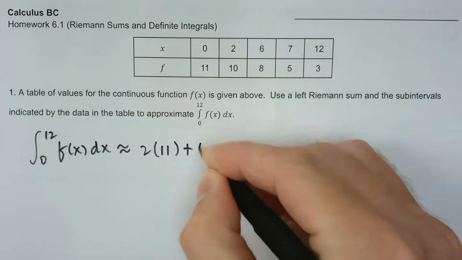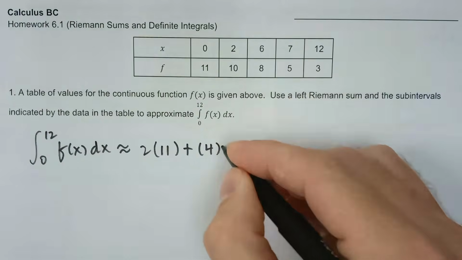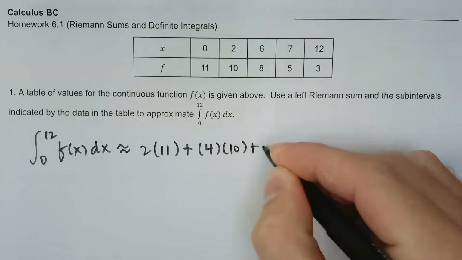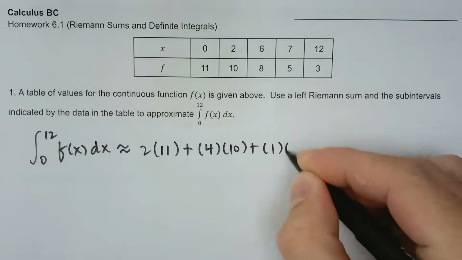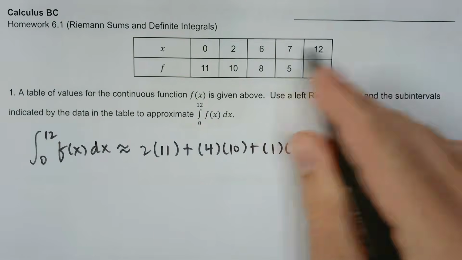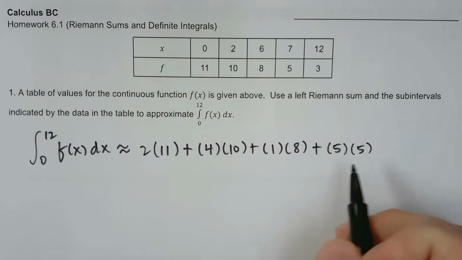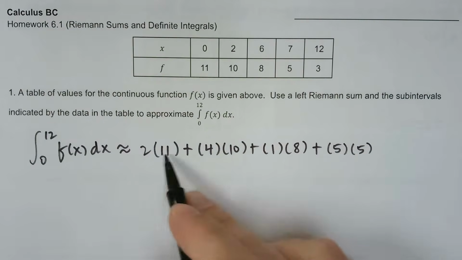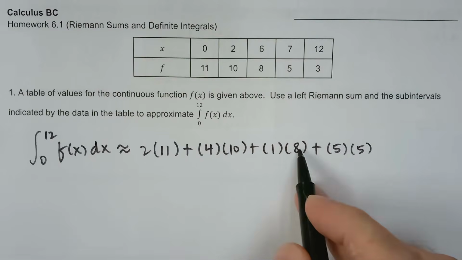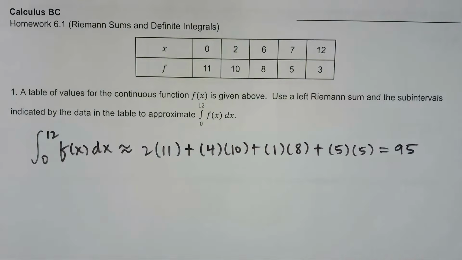Then from 2 to 6, that's a width of 4, and I would get the height from the left edge of 2 to 6, which would be at x equals 2, that's going to be 10. Then from 6 to 7 is a width of 1, height 8. And then 7 to 12 is a width of 5, and the height is also going to be 5. And I could put these numbers all together and simplify them, like 22 and 40 would be 62, and 8 is 70, 95. But you don't have to, right, because this is AP calculus. But I will say, a problem like this, very likely a multiple choice question, and on one of those, you would have to simplify your answer.